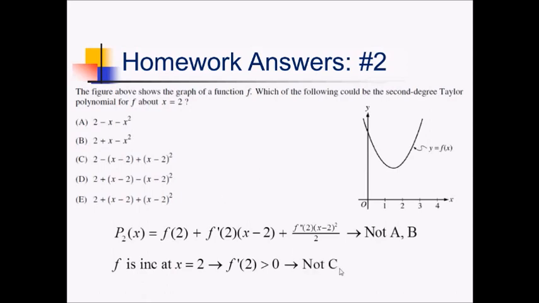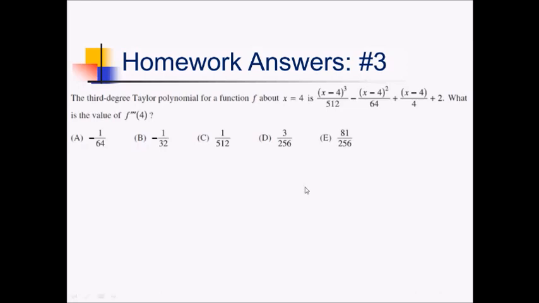So C is gone. Next we have to figure out something about f double prime, because that's going to determine whether we have a negative or positive final term here. F double prime is talking about the concavity of the original function. So the second derivative of the original function, since this function is concave up at x equals 2, that means f double prime of 2 must be a positive number as well. If that's a positive number, it means we can't have negative x minus 2 squared. So that means because we can't have D, by process of elimination, it's got to be choice E.